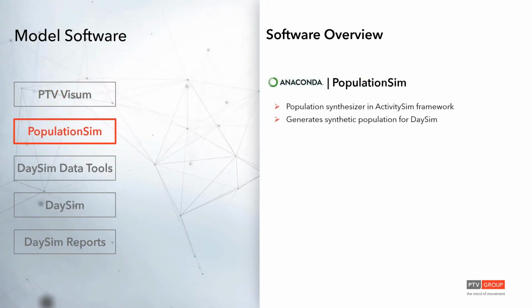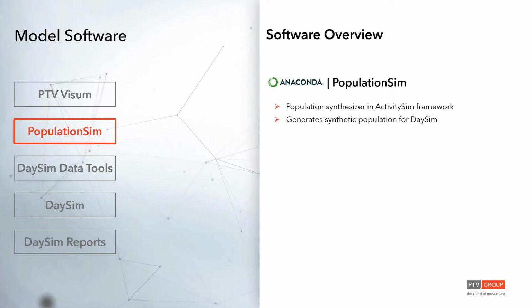Okay, so the next tool is Population Sim. For those of you who do not know, Population Sim is a population synthesizer. It was developed in the Activity Sim framework. It runs on the Anaconda distribution of Python. The purpose of Population Sim in NERPMAB is to generate a synthetic population for Dacing.